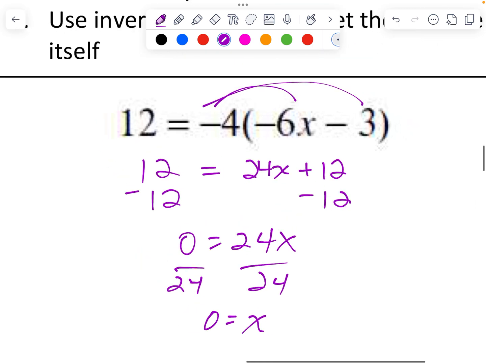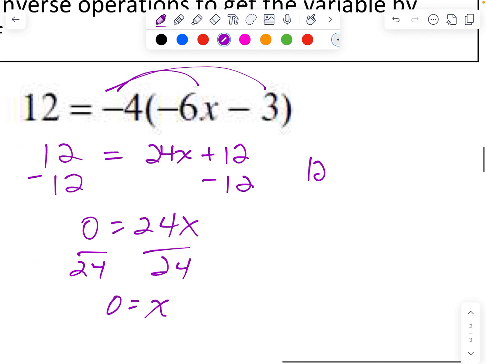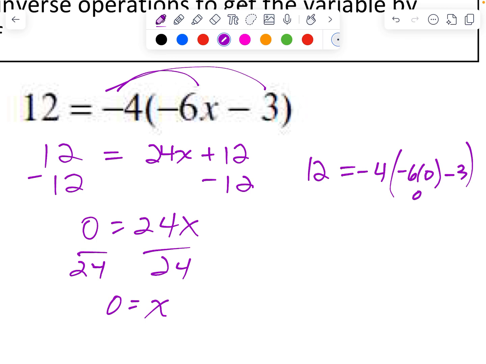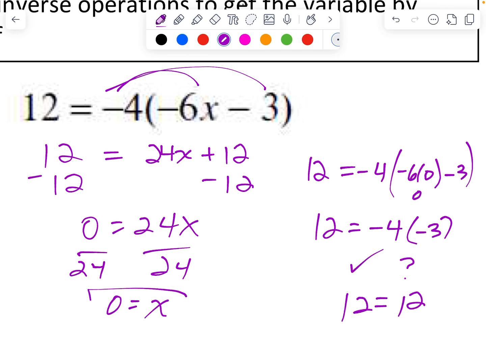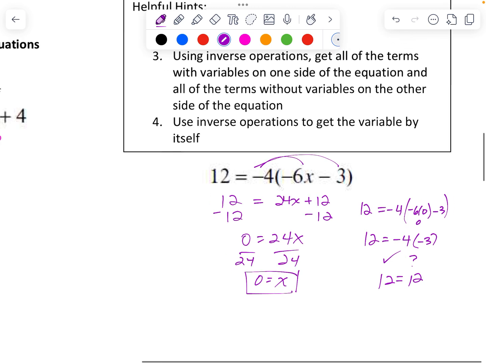Now that seems kind of suspicious, but if I go back and check it, I think it works out. 12 must equal negative 4 times... Well, negative 6 times 0, well, that's just 0. And 0 minus 3, 12 equals negative 4 times negative 3. Yeah, that's true. 12 equals 12. So that is the correct answer.